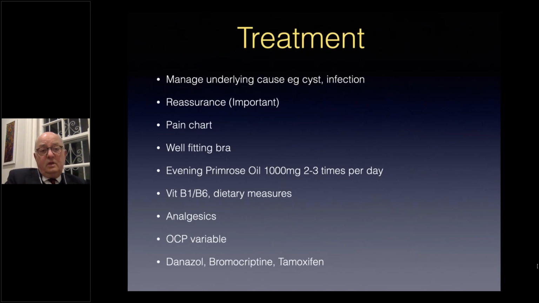What is the treatment? Well, if you do find an underlying cause, such as a cyst, which is causing pain, or some form of infective process, such as with ductectasia, then you manage this. You may drain a cyst. If there's an infective process, you might prescribe antibiotics. The other most important thing you can do for a patient is that if all of the investigations appear to be benign, and you're fairly convinced that this is a benign cyclical mastalgia, then reassurance.